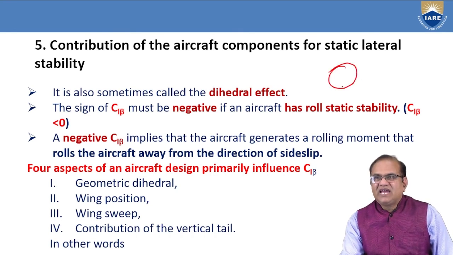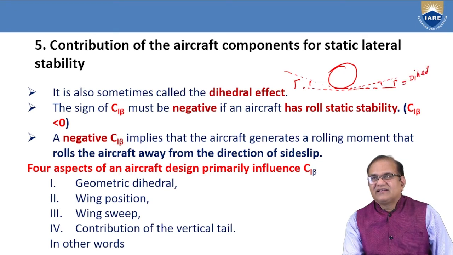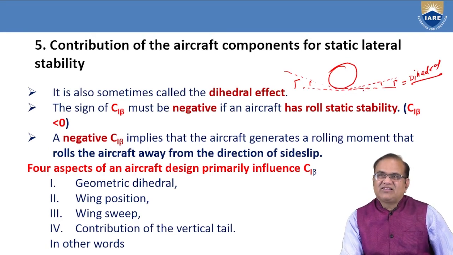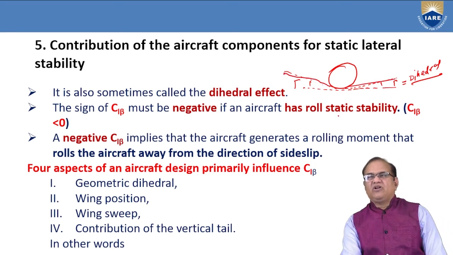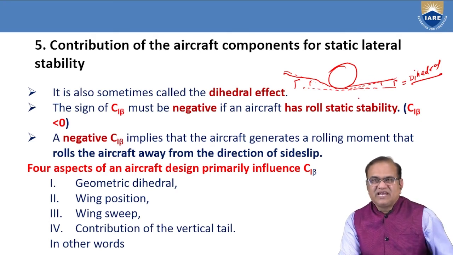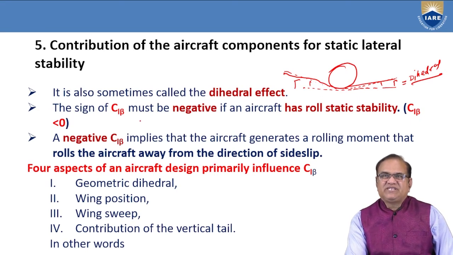This is the fuselage, and if this is your wing, it is straight. It does not have any dihedral. But if I put the wing at some angle like this, called the gamma angle, then this is having dihedral, and this is called the dihedral angle. So if the wings are not straight, and are put at some angle, then this is called the dihedral wing. This dihedral plays a very important role for the lateral static stability that I will be discussing in the next slides.